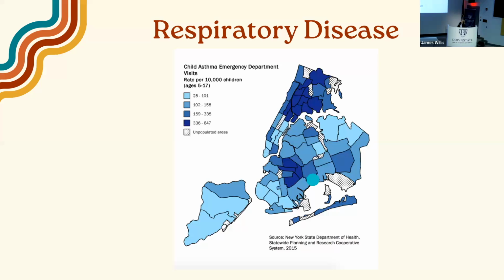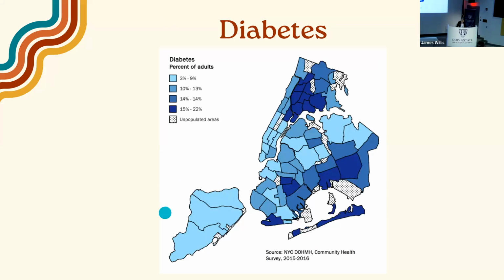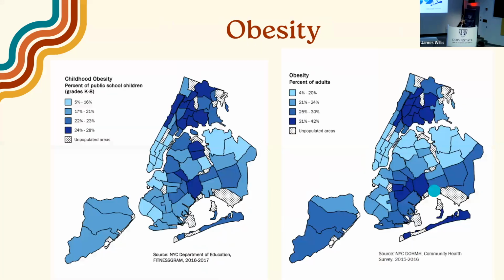in childhood. If we look at obesity maps, this one is looking at percent of public school children with obesity. And we see, again, concentrated in our redlined areas over here, we have higher rates of childhood obesity. Similarly, higher rates of adulthood obesity as well in our redlined neighborhoods.